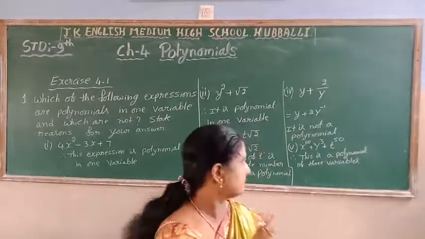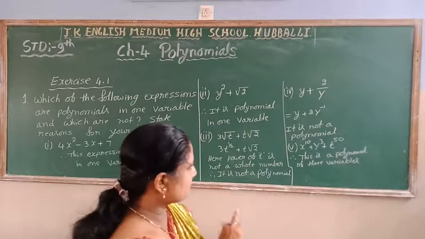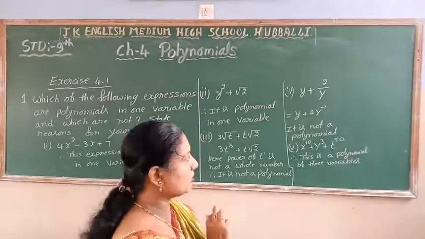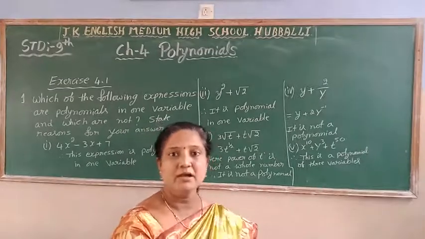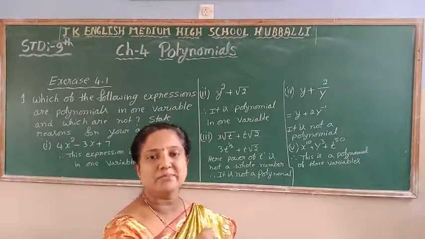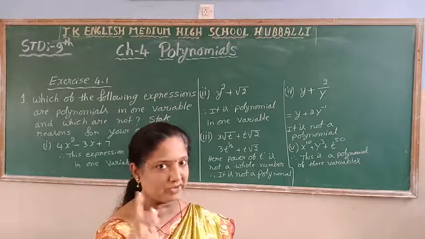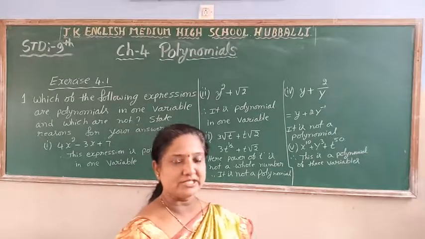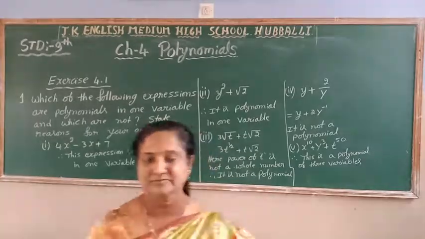And the fifth one is x to the power 10 plus y to the power 3 plus t to the power 15. This is a polynomial because all powers are whole numbers. But three variables are there. They have not used only one variable, they have used three variables x, y and t, children. So write down.